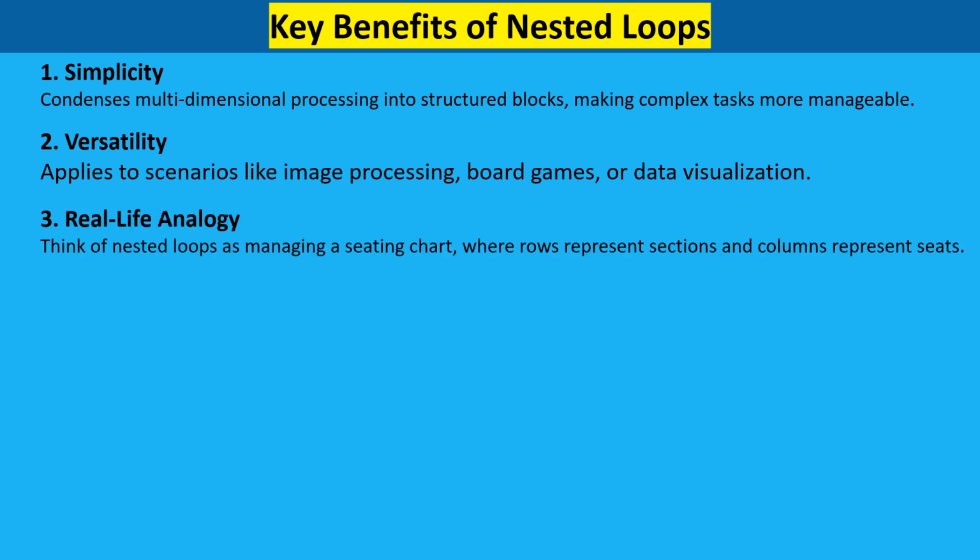Real-life analogy. Think of nested loops as managing a seating chart where rows represent sections and columns represent seats. Imagine a theater with multiple rows and seats in each row. Nested loops help check each seat within a specific row, simplifying the process of managing complex data structures.